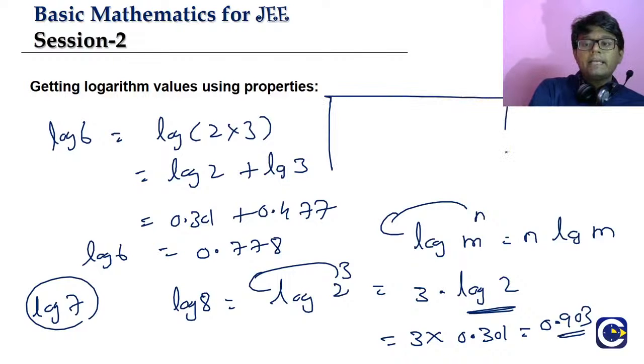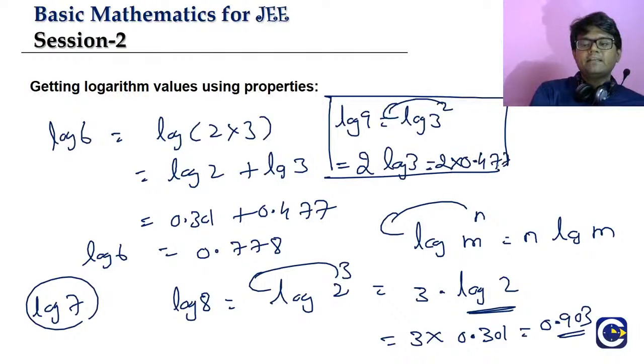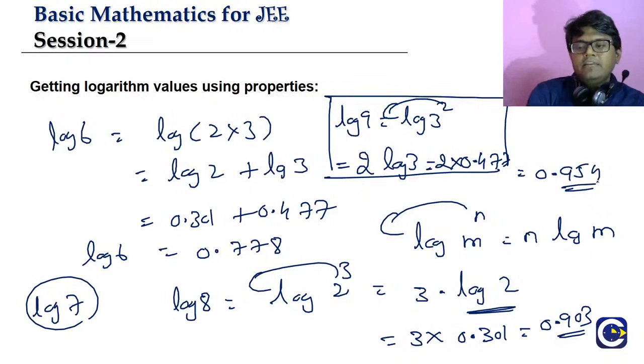Then we can also get log 9. 9 can be written as 3 square. Okay. So look at it. Same property. Log of m power n. Power will come forward. It is 2 into log 3, which is 2 into 0.477. This is going to be 0.954. So this is how we are going to get the common logarithm values, right?